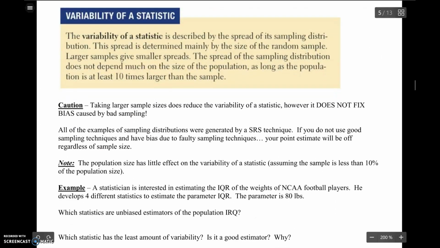So the variability of a statistic is described by the spread of its sampling distribution. This spread is determined mainly by the size of the random sample. Larger samples give smaller spreads, give better, closer statistics that are likely closer to the true mean, true proportion, true parameter. The spread of the sampling distribution does not depend much on the size of the population, as long as the population is at least 10 times larger than the sample.